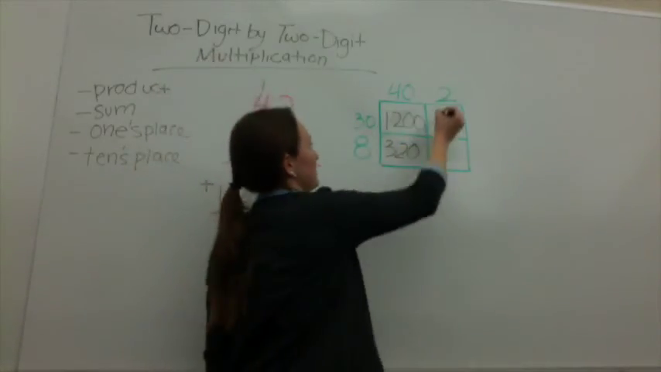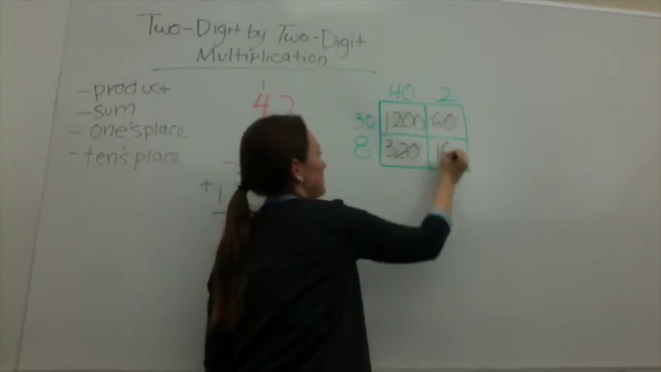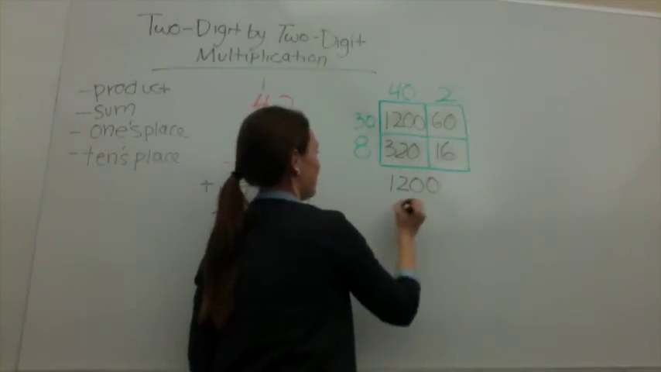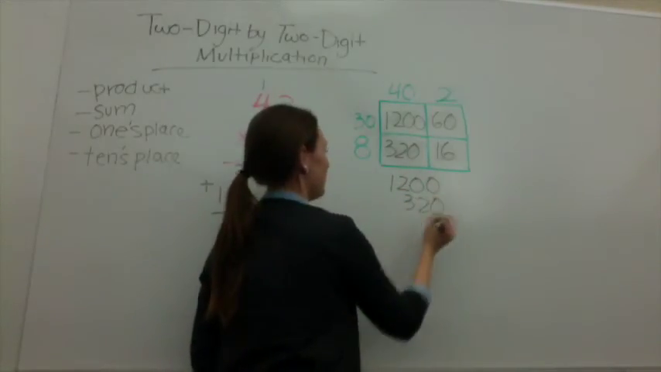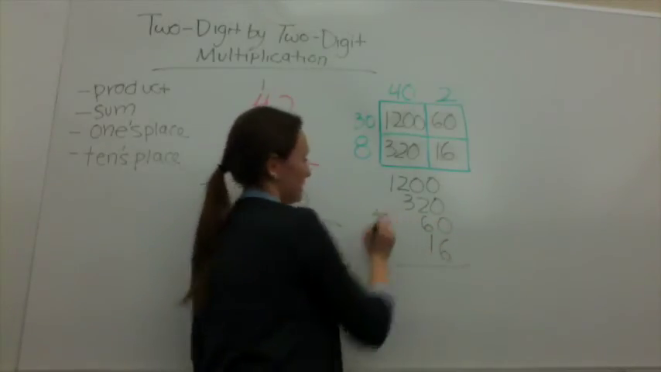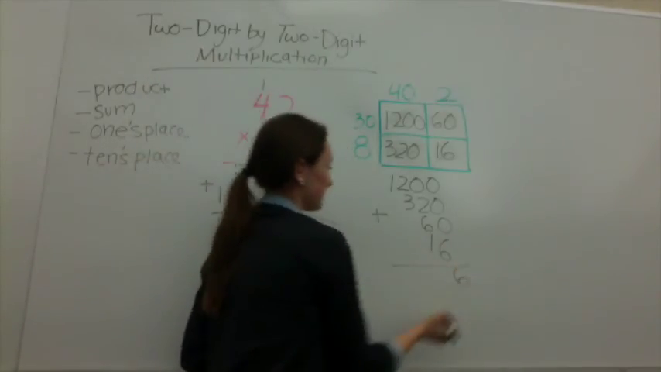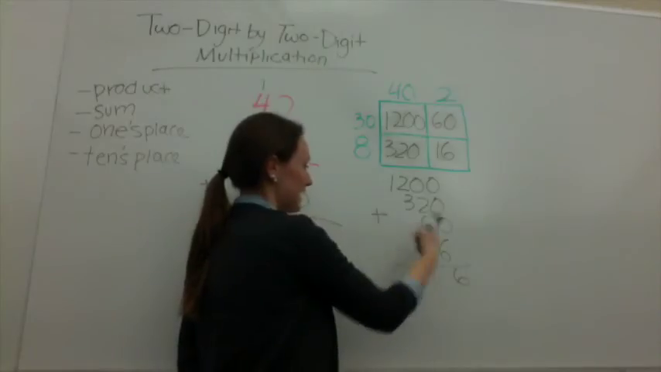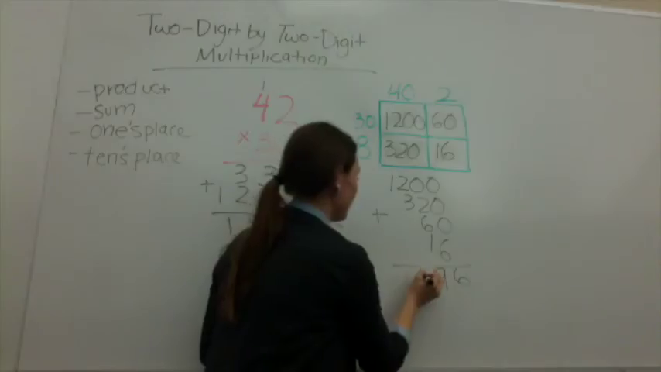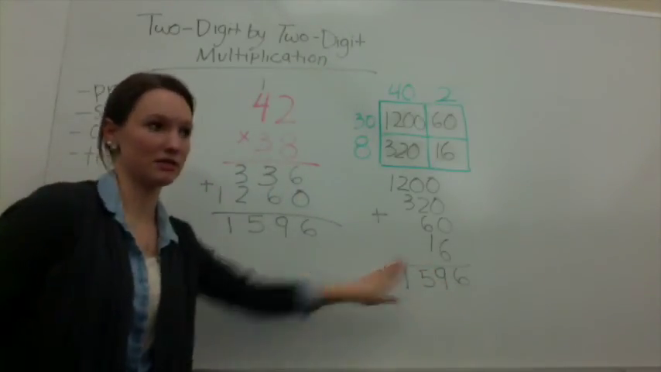30 by 2 is 60. And 8 by 2 is 16. Then we're going to add them. 320, 60, and 16. And here it's really important to make sure all of our numbers are lined up just like over here. We get 6. 2 plus 6 is 8, plus 1 more is 9. 3 plus 2 is 5, and 1 more. And you can see that we got the same answers here.